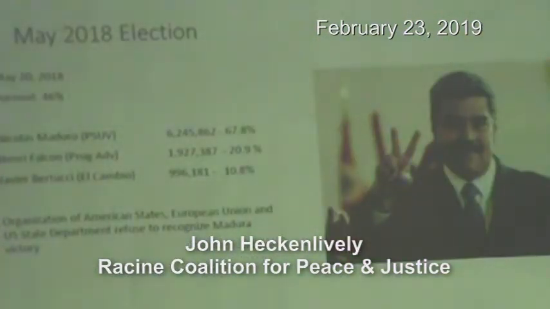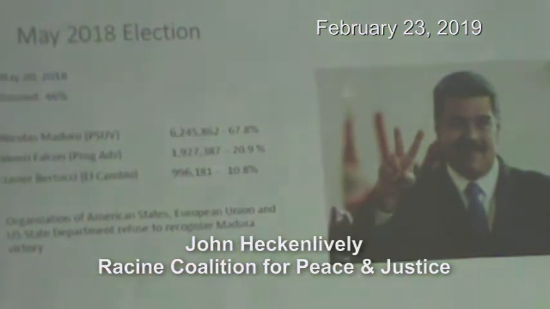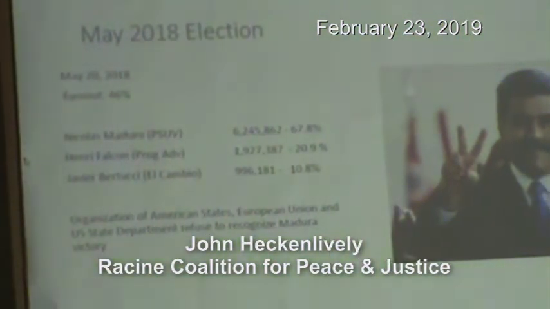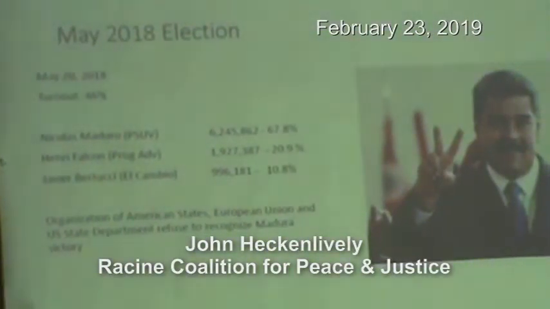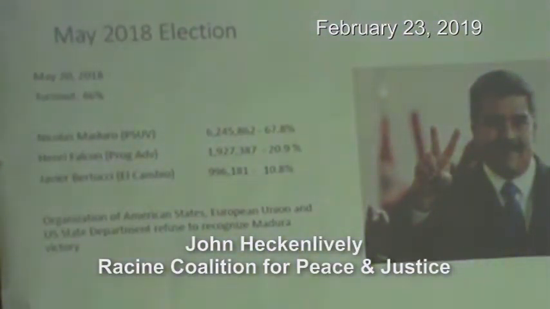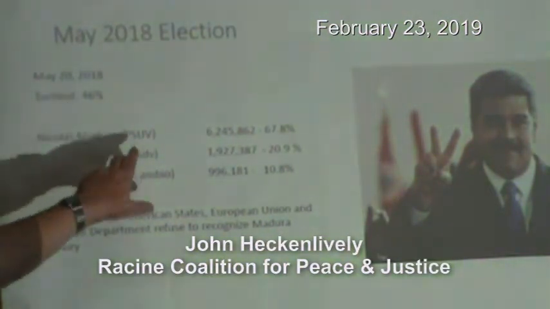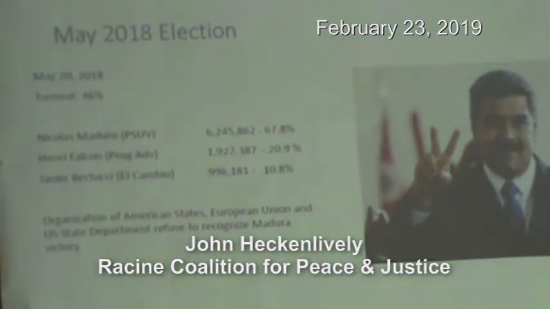Could be much more. So we get to May of last year, when Maduro decides to move up the presidential election from December to May. And you can see he had a turnout of 46%, which is the lowest turnout in the modern history of Venezuela. And Maduro won. Actually, it's even more ridiculous than that.